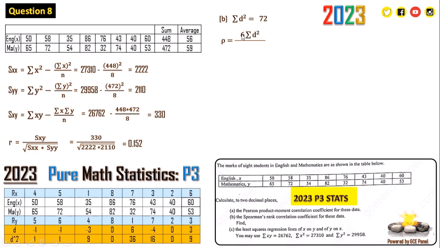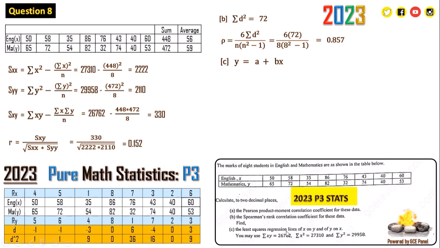Now from here, Spearman is equal to 6 times the summation of d squared, all that on n into n squared minus 1. Our n here is 8. So we're going to have 6 into 72, all this on 8 into 8 squared minus 1, giving us 0.857. So this is the Spearman's rank correlation coefficient.